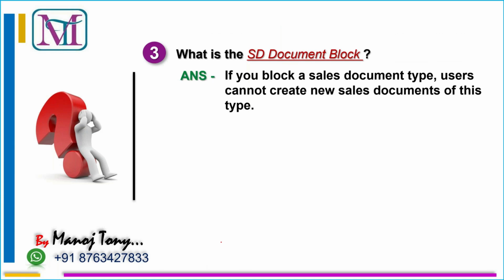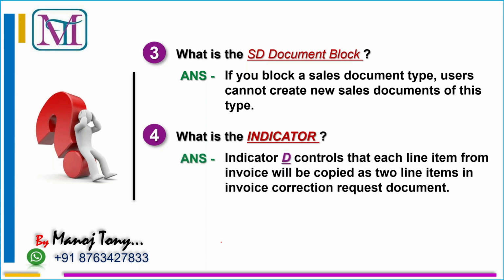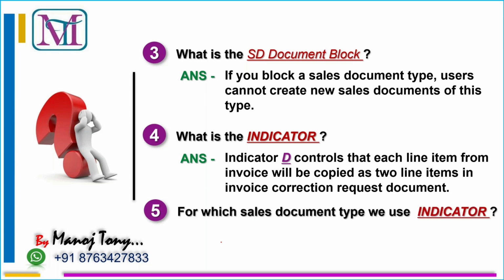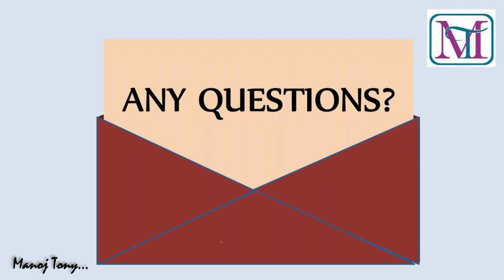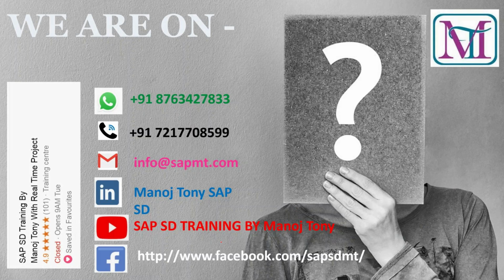What is SD document block? If you block a sales document type, the user cannot create a sales document for this sales document type. Then what is indicator D? Indicator D controls that each line item from the invoice will be copied as two line items in the invoice correction request. Next question, for which sales document type do we use this indicator? Only invoice correction request.